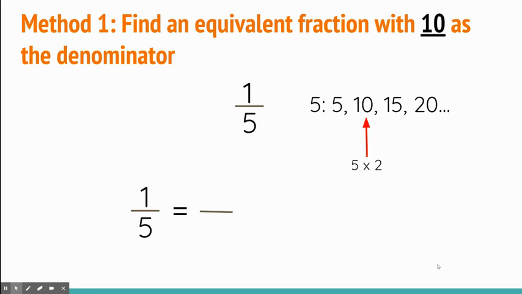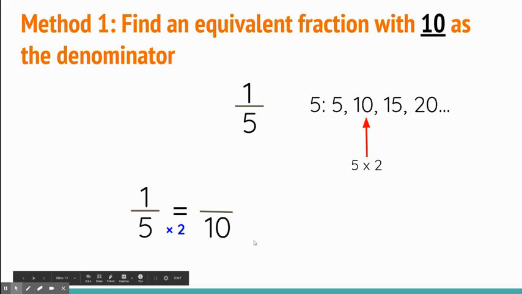So in order to find a fraction that's equivalent to 1/5, I have to multiply the top and the bottom by the same number. In order to get to 10 from 5, I multiply it by 2. So I'm going to start by multiplying the denominator by 2, and I have 10. And because I multiplied the denominator by 2, I have to also multiply the numerator by 2. So 1 times 2 is going to be 2.